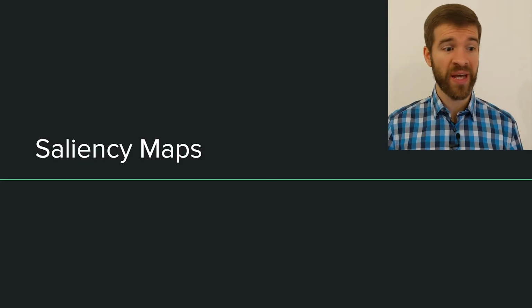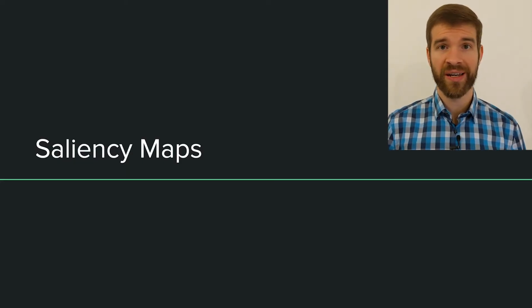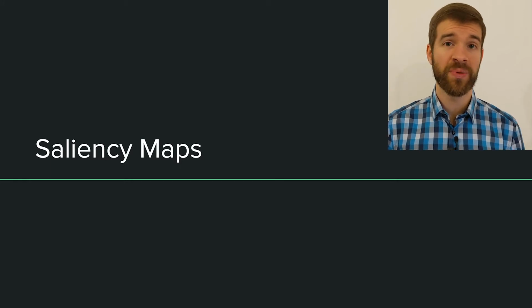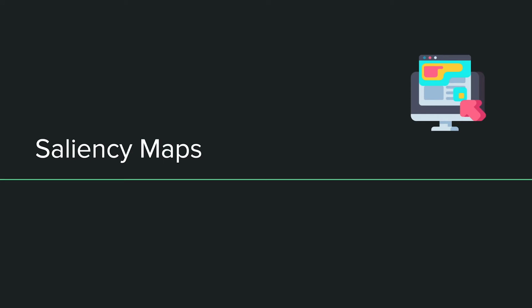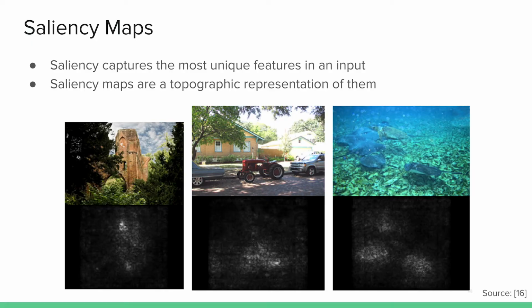Possibly the simplest way to get some sort of explainability would be saliency maps. So what is a saliency map? Saliency, the concept of saliency, when we talk about this, we talk about the input features that affect our output the most. And if we can get those input features, we can visualize them in a heat map.